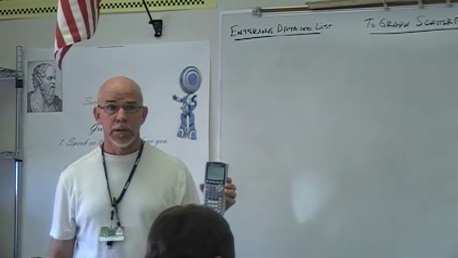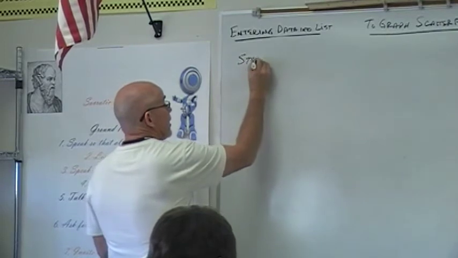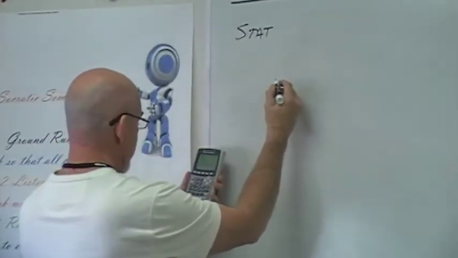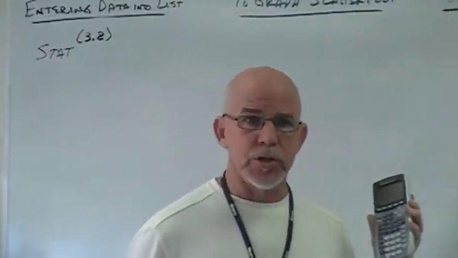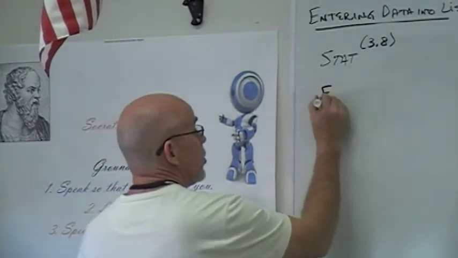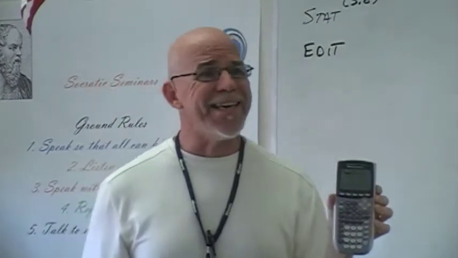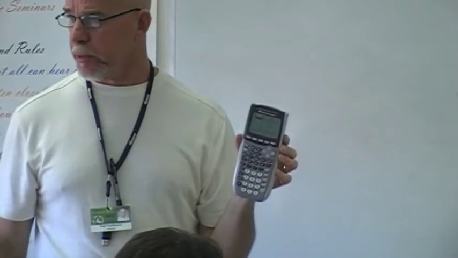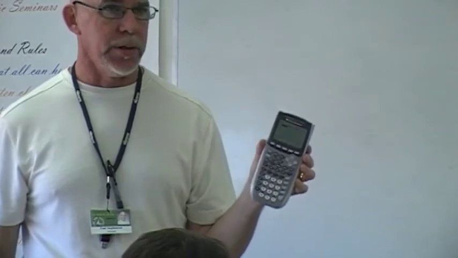Are you okay? Okay. I want you to go to the stat key. Now we find the stat key in the 3-8 position. You're writing this down in your notes so that you can see it later and follow it to do other things in the future and months down the road. So then we're going to choose the edit function, which is the first. Go ahead and hit enter or the number 1. And now you should see L1, L2, L3. Yes? Anybody not see L1, L2, or L3?